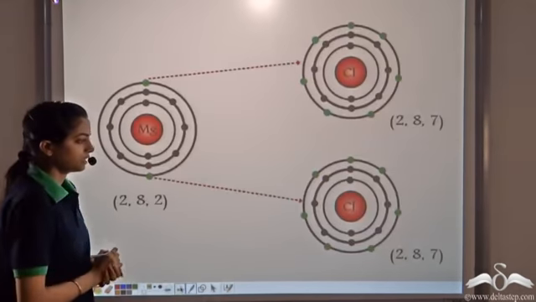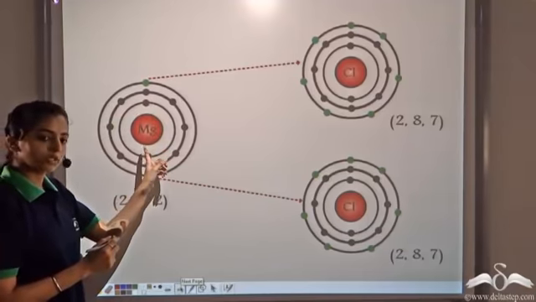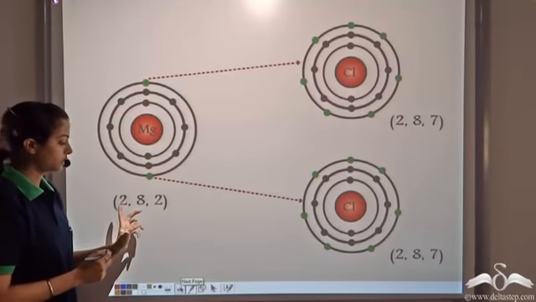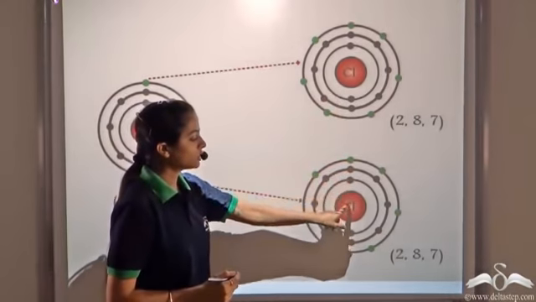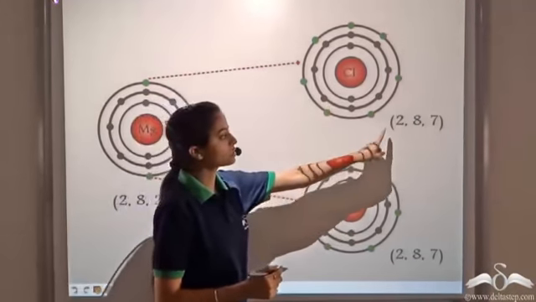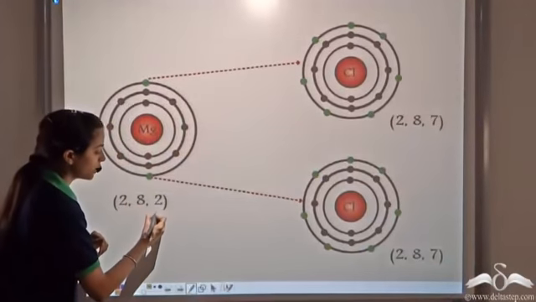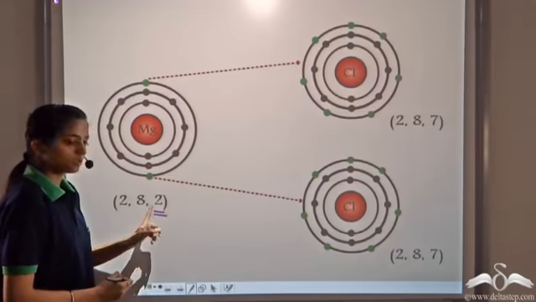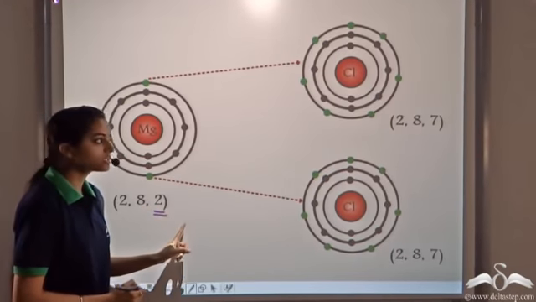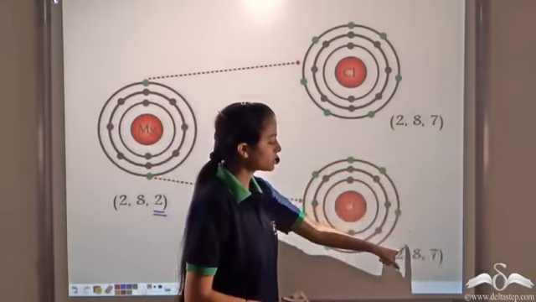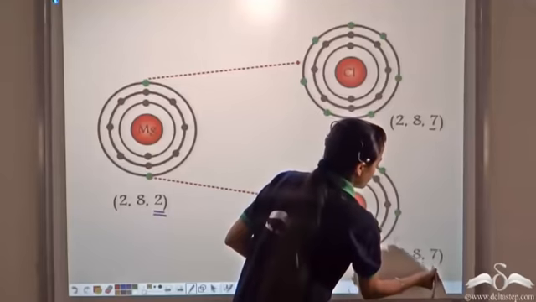Let's see. So if we write them in the atomic forms, this is the atomic structure for magnesium atom. Its electronic configuration is 2, 8, 2. The electronic configuration for each chlorine atom is 2, 8, 7. So as you will see, magnesium has 2 extra electrons. In order to complete its octet, it needs to lose these 2 electrons. And in order to complete their octets, both the chlorine atoms have to gain 1 electron.